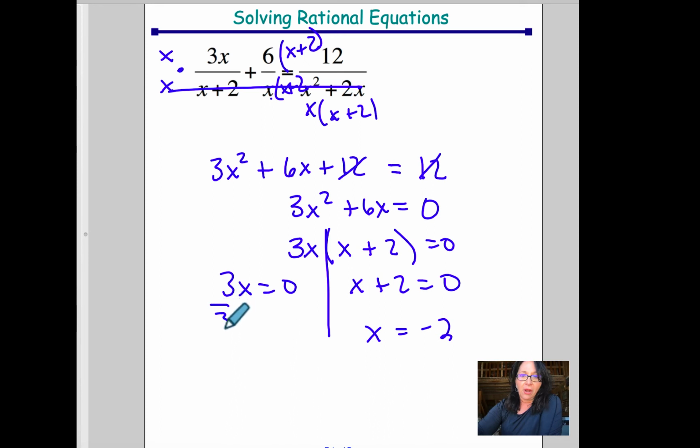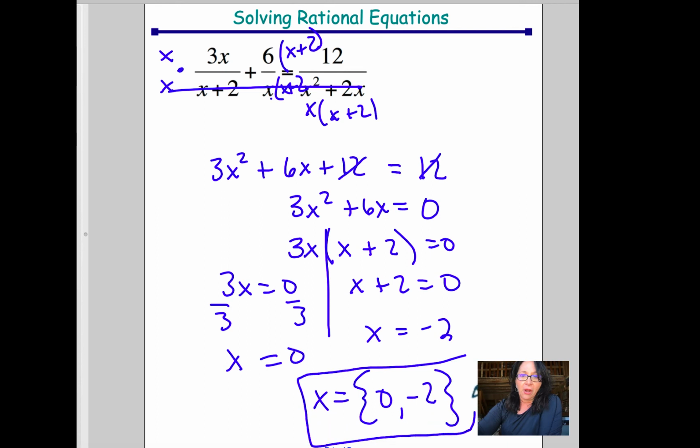Here, I'm going to divide by 3. 0 divided by any number is 0. So I have x is equal to 0. And with that, my two solutions are going to be x equals 0 and negative 2. However, I do want to make sure that both of these answers are going to work when I plug them back in. So I should do that before I box this all up.